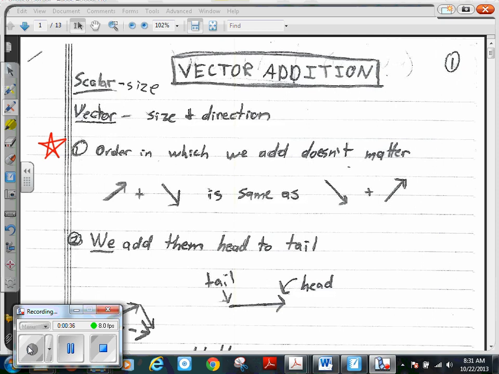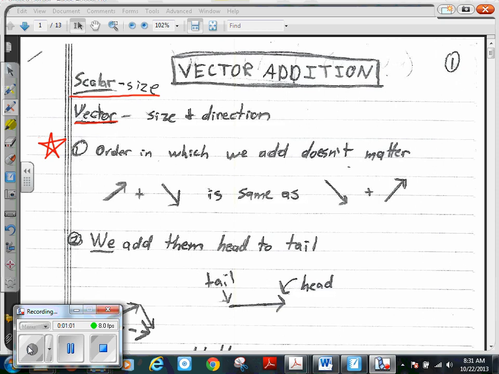Okay? So there's a lot of flexibility with vectors, which makes our math a lot easier. You're in control of this again, so it's nice to be able to do what you need to with the math. So, vector addition. Remember, a scalar has just size. A vector has size and direction.